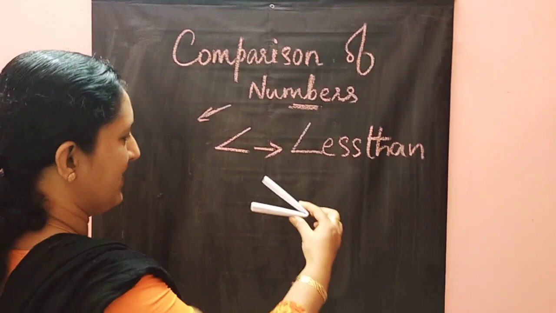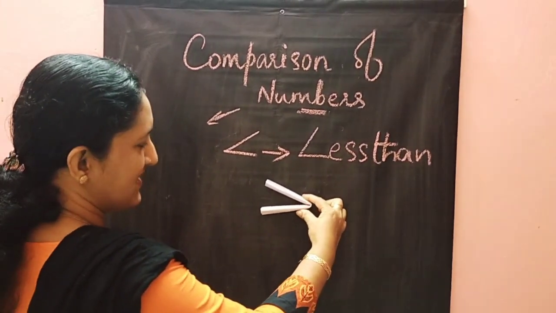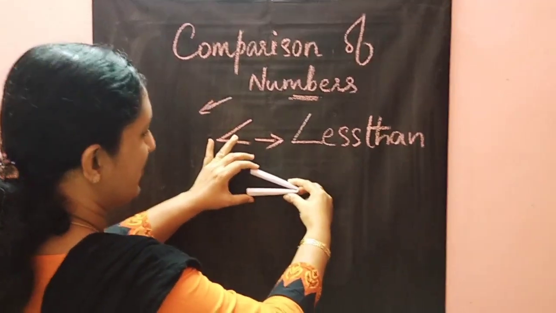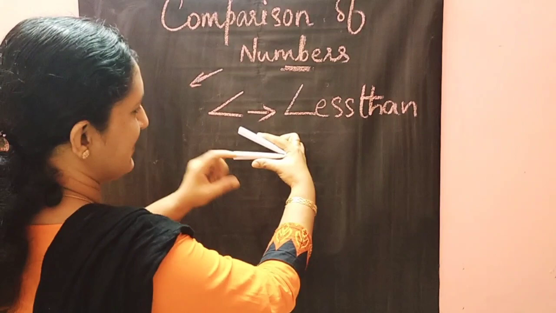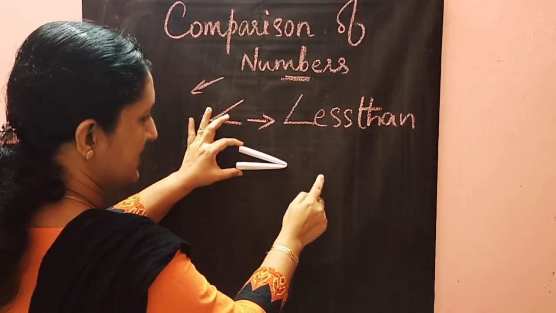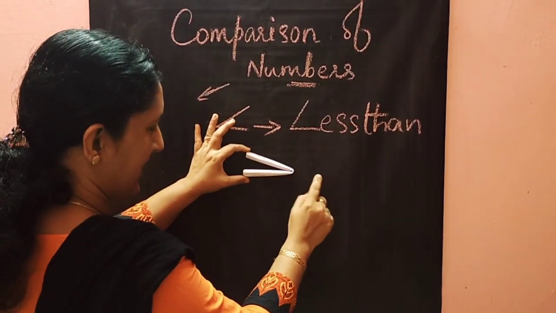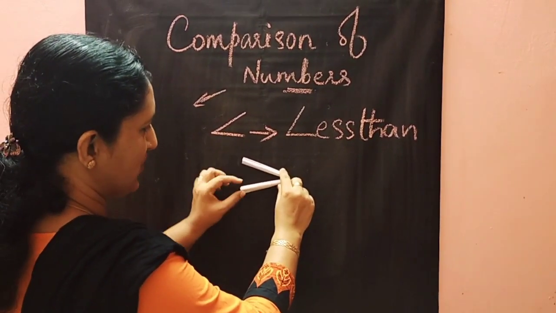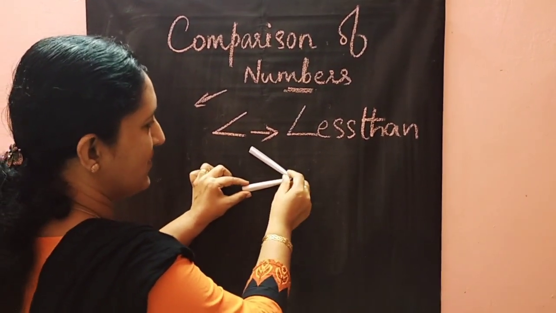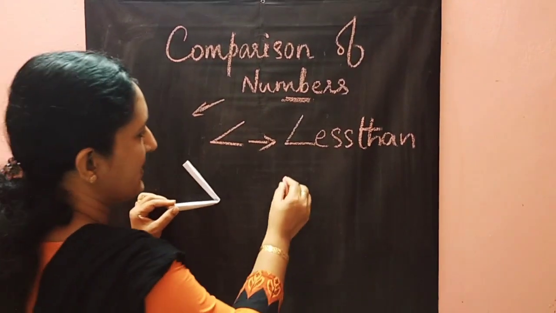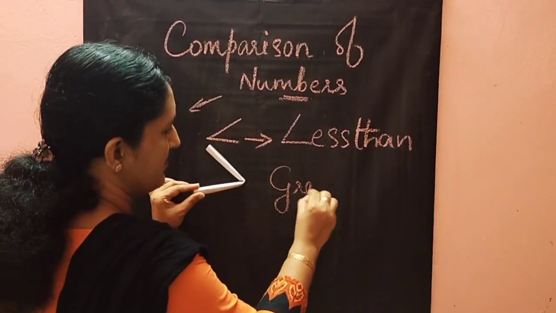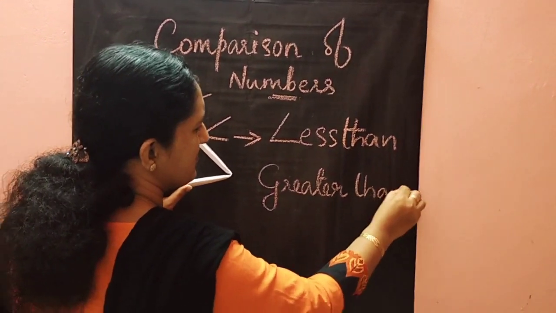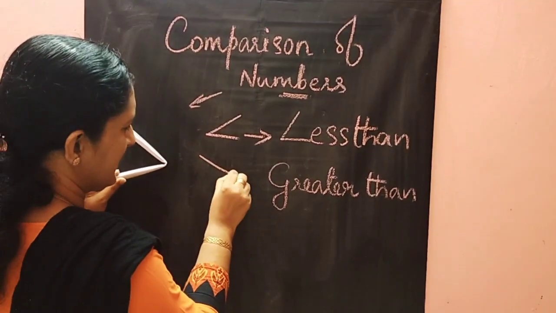Okay, now next symbol. Now you can identify. Which symbol is this? Yes, this is the greater than symbol. It easily fixes on our right hand. Also it points towards the right side. Its open side comes at the left side. So which symbol is this one? Greater than symbol. And this is our greater than symbol.